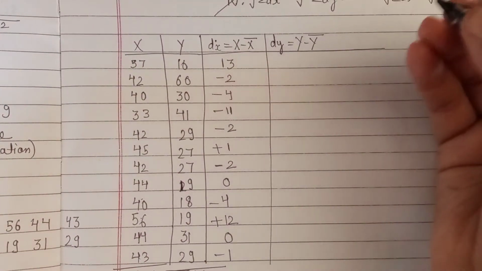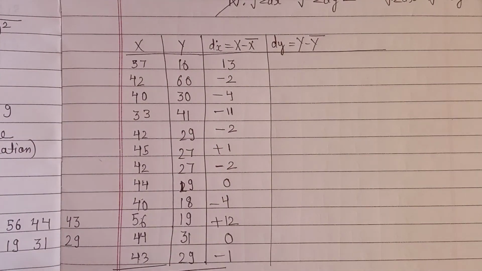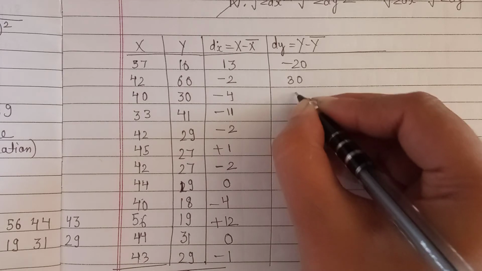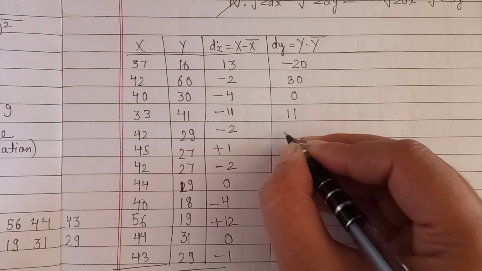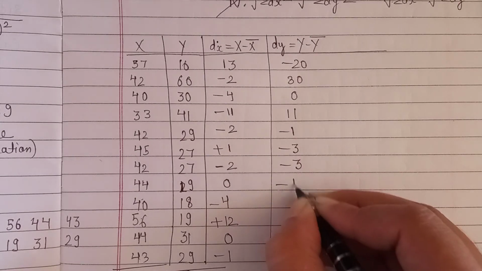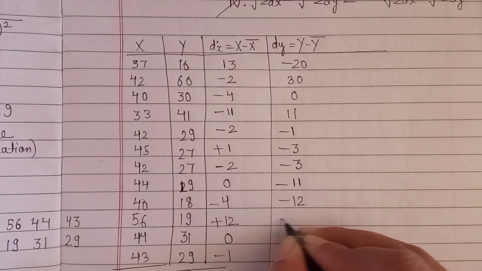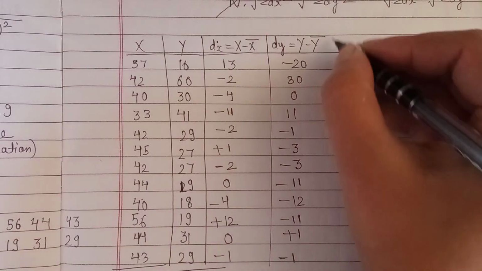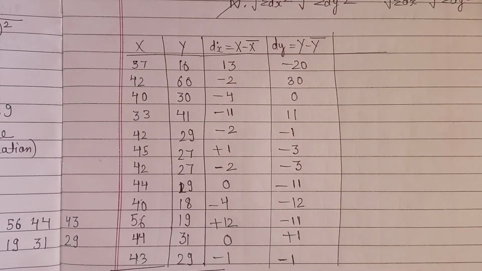So if you find the value of y minus y bar, it is at first minus 20, 30, 0, 11, minus 1, minus 3, minus 3, minus 11, minus 12, minus 11, plus 1, and then minus 1. So dx and dy we have got.